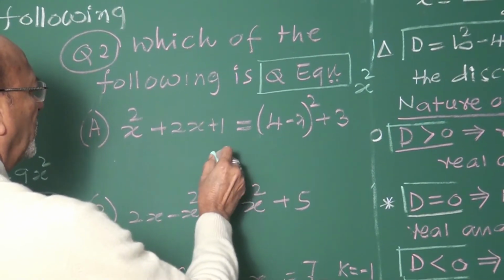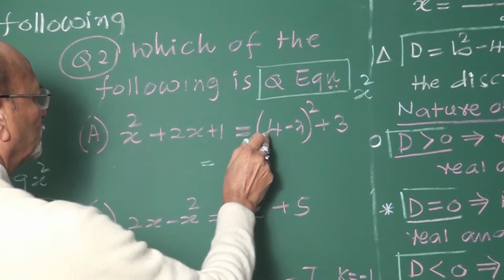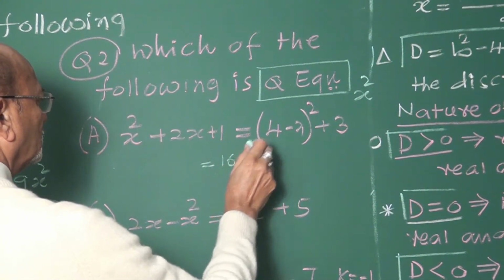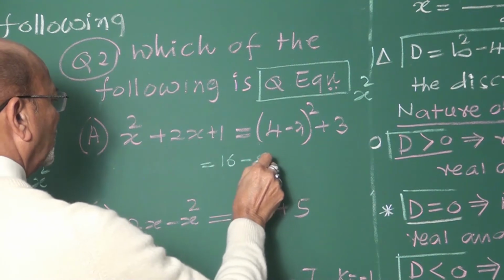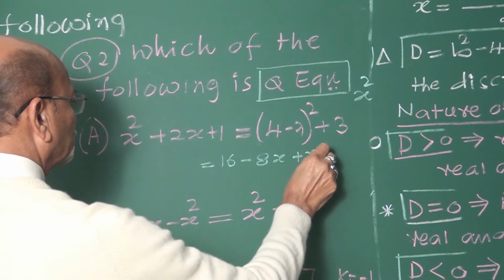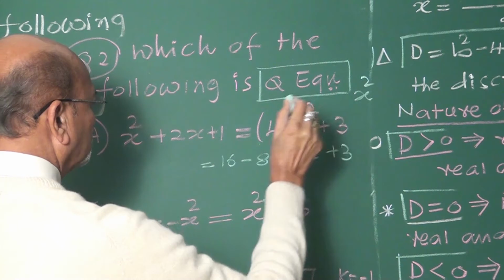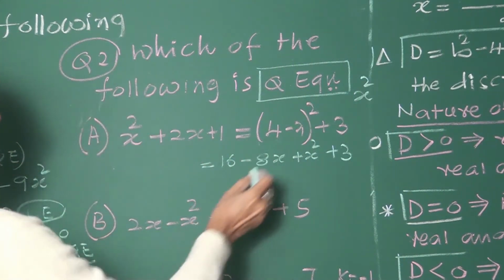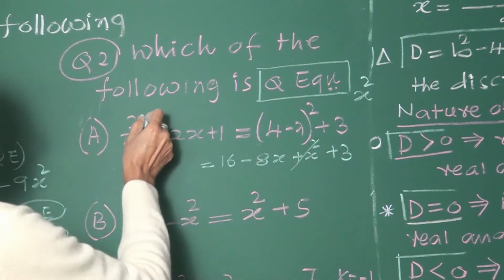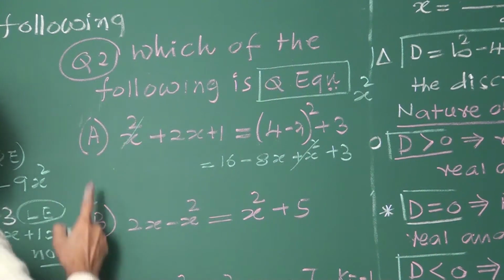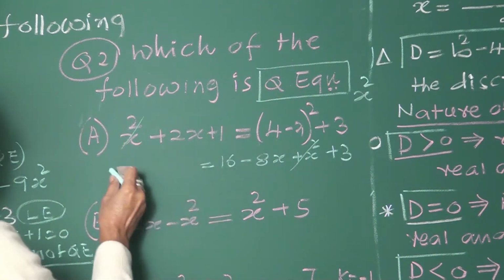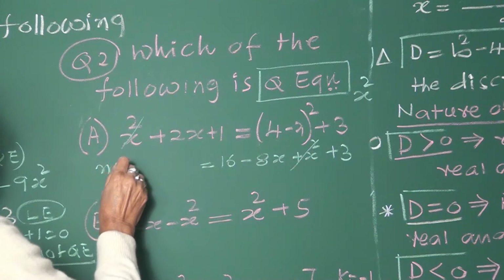If you expand this square, it is minus 8x plus x square plus 3 if you expand it. Then, my friend, this x square cancels. When x square cancels, there is no x square term. It is not quadratic.